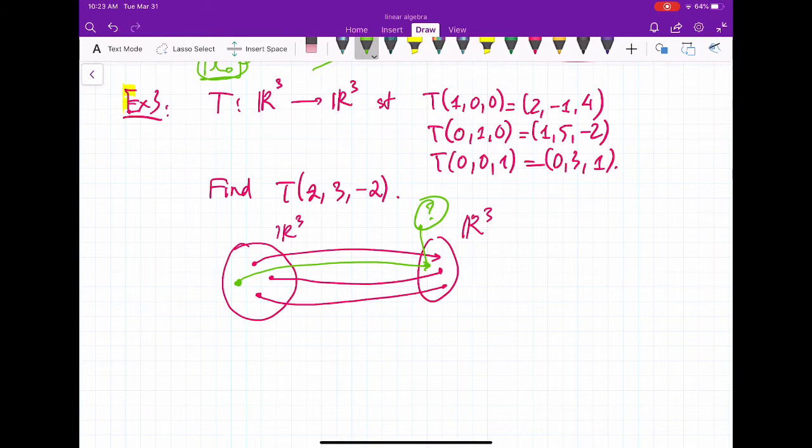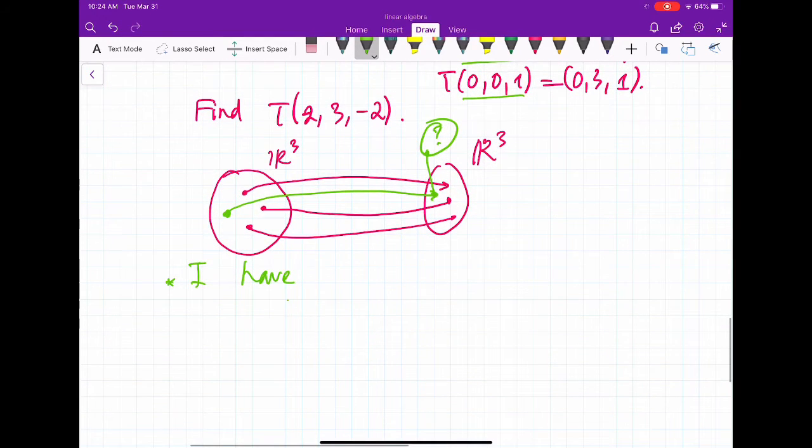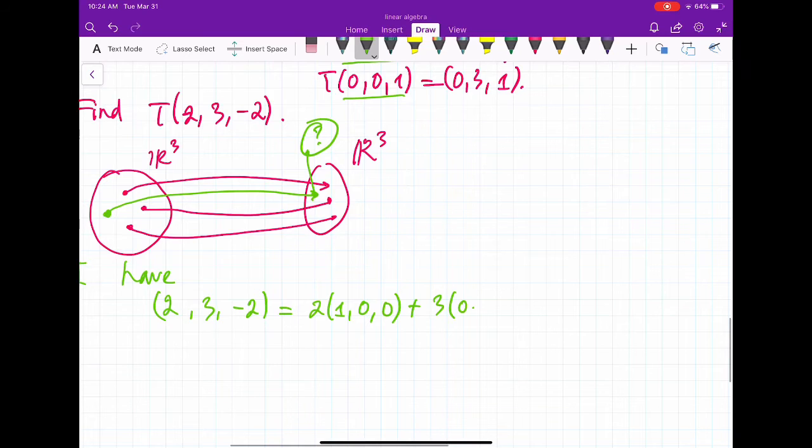For this problem, it's pretty easy because these three vectors are vectors in the standard basis of R3. Make sense? So I have (2, 3, -2) is 2(1, 0, 0) plus 3(0, 1, 0) minus 2(0, 0, 1).